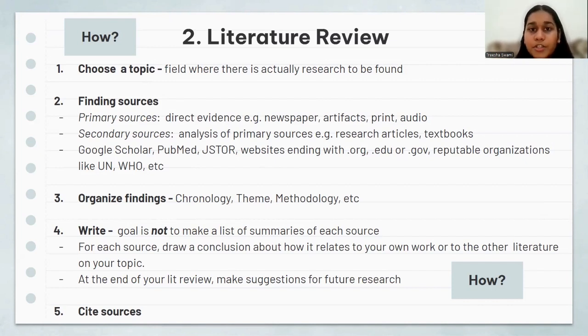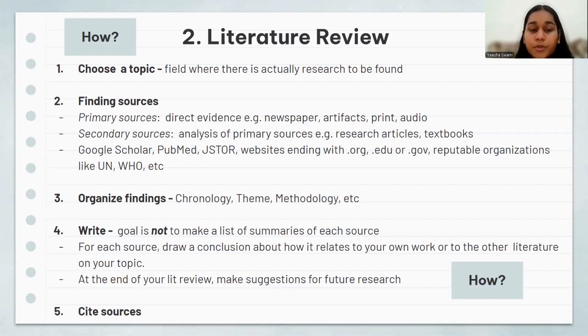The primary sources include newspapers, artifacts, print media, text, etc. They provide direct evidence in the field or the topic that you're researching. Whereas the secondary sources include research articles that you find in your journals, textbooks, or even the information that you see on the web pages of, let's say, institutional organizations and government organizations.